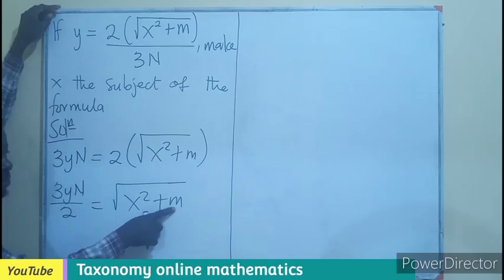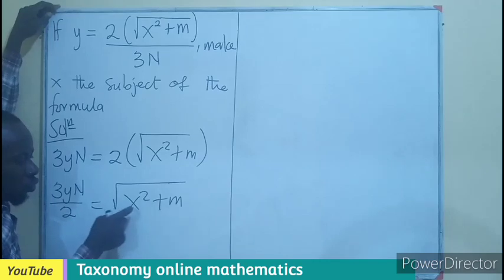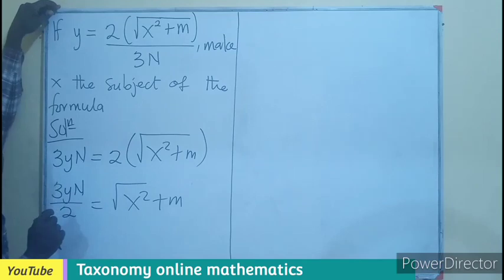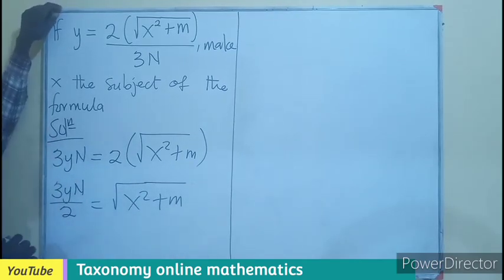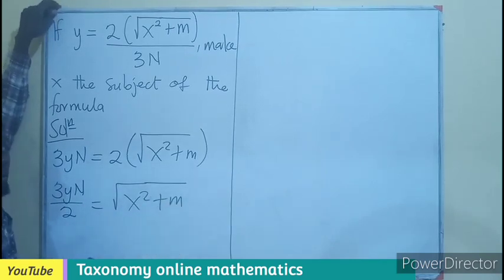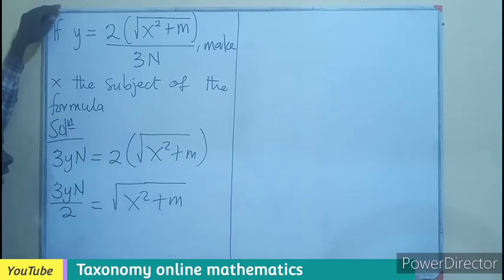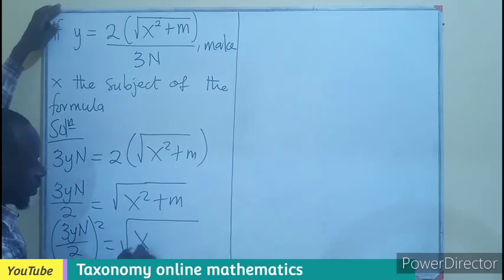Now, it will be easier to remove the m if the m is not a term adding to the x squared under the root. Imagine it is only the x squared that is under the root. We could have removed this. But since they are together, then it means we need to eliminate the square root. And the only way we can eliminate square root is what? Squaring both sides. So I'm going to square here as in 3yn over 2 squared equals the root of x squared plus m all squared.